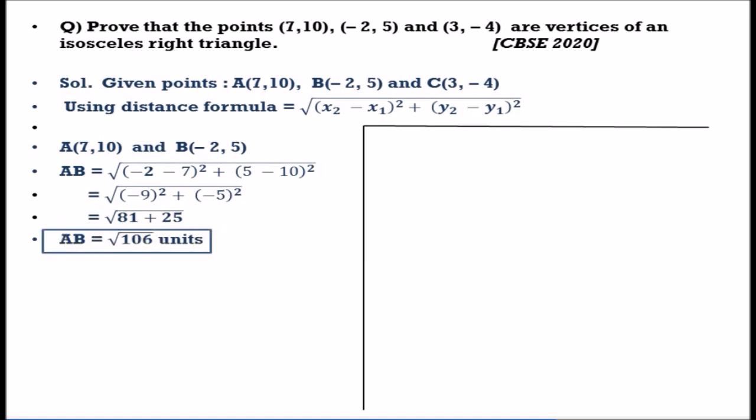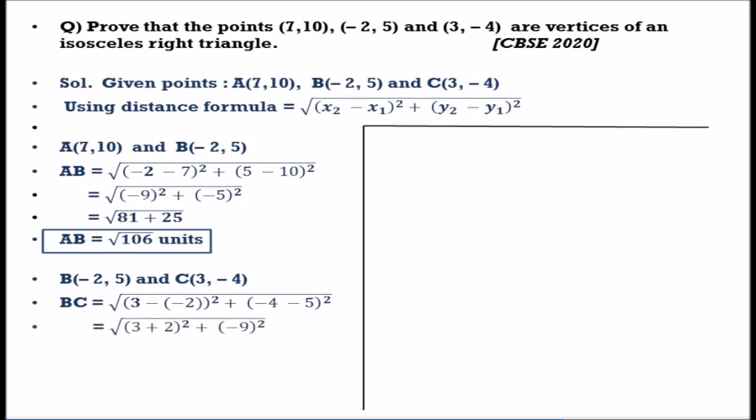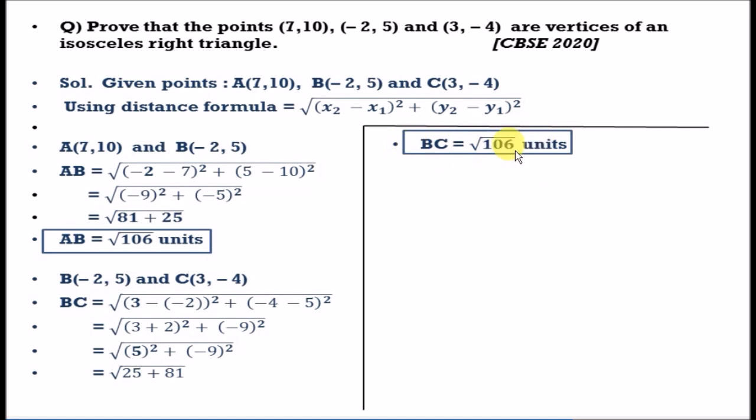Similarly, now the distance between B and C. B is (-2, 5), C is (3, -4). So BC will be (3 minus (-2)) whole square plus (-4 minus 5) whole square. That is 3 plus 2, which is 5 square, plus minus 9 whole square. 5 5s are 25, plus minus into minus plus, 9 9s are 81. So BC is also under root 106 units.